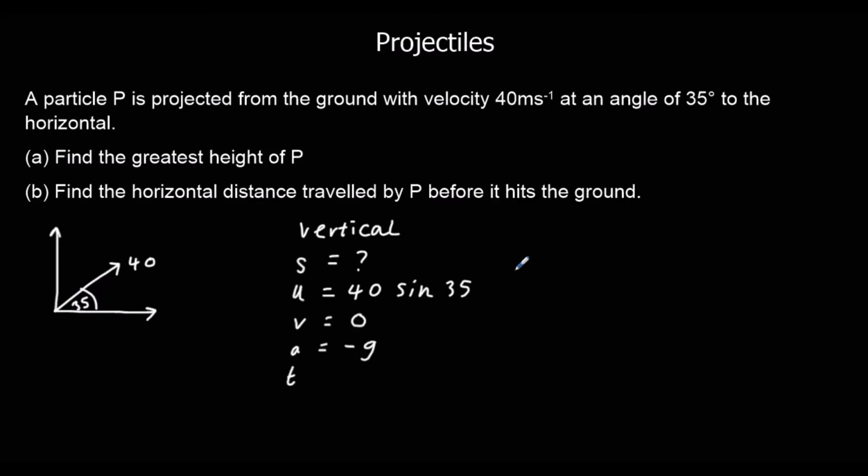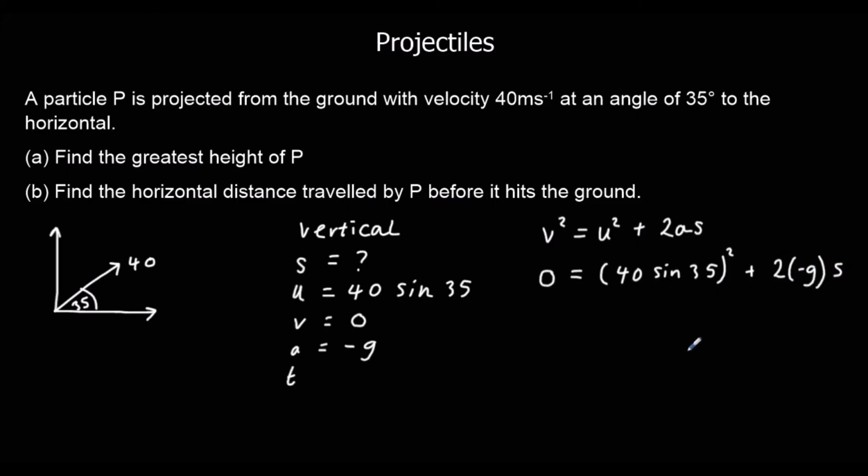So we need the equation for V, U, A, and S, the one without T in it. That's V squared equals U squared plus 2AS, from our suvat equations that we've done in a previous video. So we're going to substitute in the values. V is 0, so 0 squared is 0. U is 40 sine 35, squared, plus 2 times negative g times s.